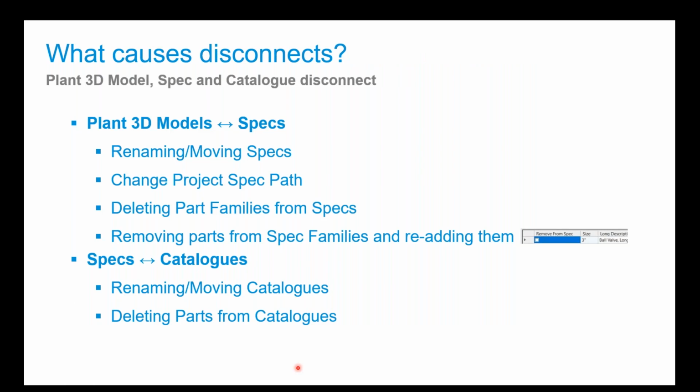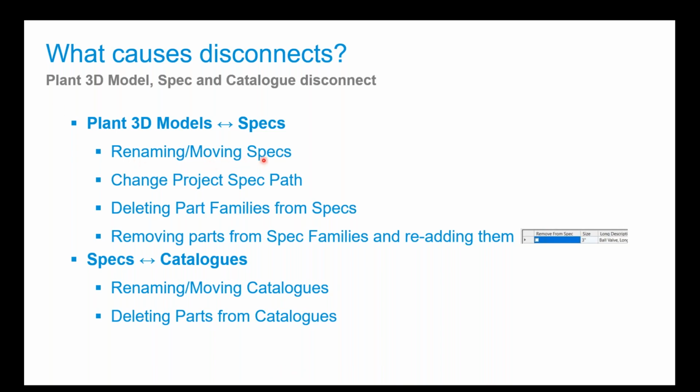Now, you have made this connection. Now you wanted to know what processes disconnect. So what are the potential processes that will disconnect the pipe spec from the model, or will disconnect the pipe spec from the catalog? So we have identified a few of the most repeated processes that happen in a Plant 3D project, but there may be additional things that you may be aware of as well. So I'll just point out some of those key ones.